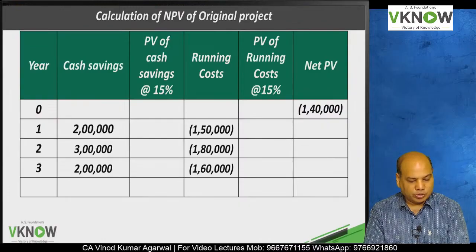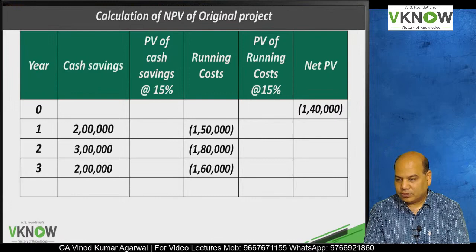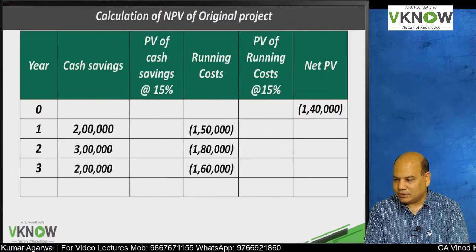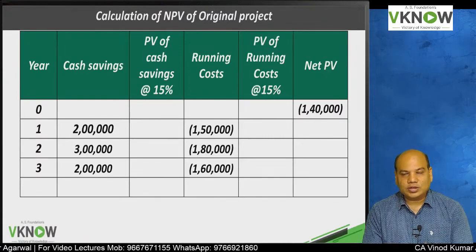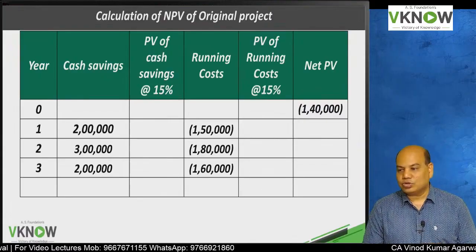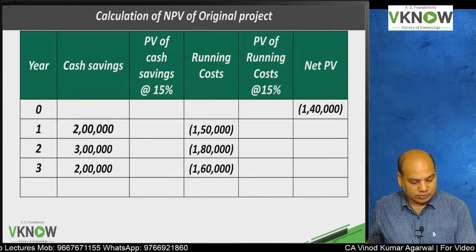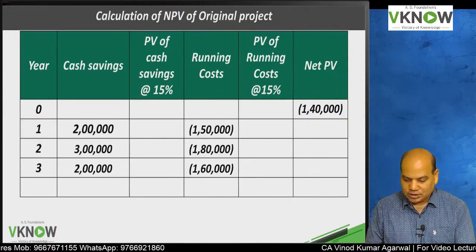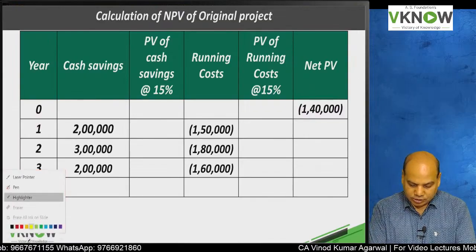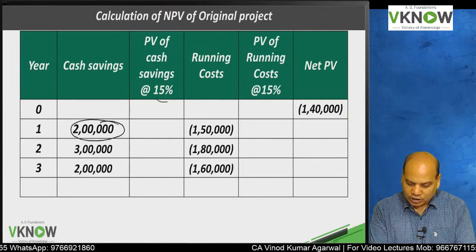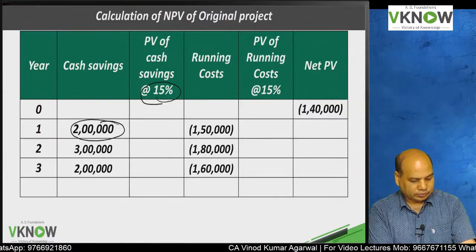So this table will help me to answer all the 3 questions very fast, because I have to test cash saving also for sensitivity, and running cost also for sensitivity. So while solving, you have to think how you can design the answer to save time. Have you noted whatever information is given in the problem? I have not done anything from my side.